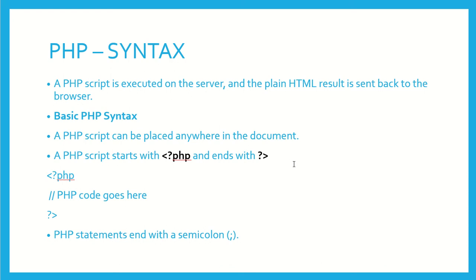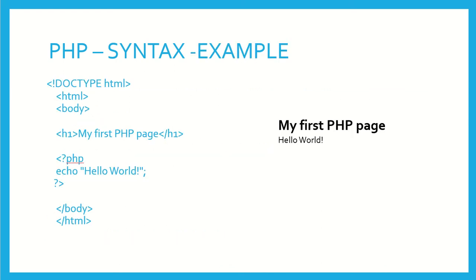So when you are going to write PHP code, firstly you will have to write the PHP syntax tag, which is the open angle bracket, question mark, PHP, and you have to end it with a question mark and closing angle bracket. And every statement should definitely end with a semicolon. That is the first point to be noted.